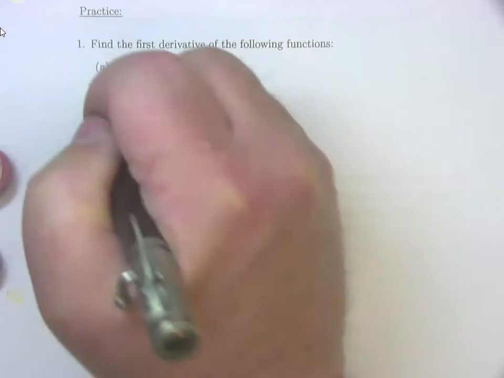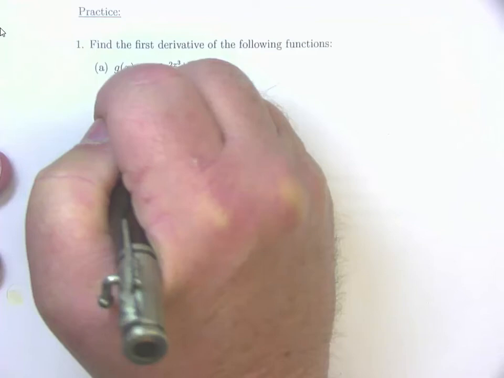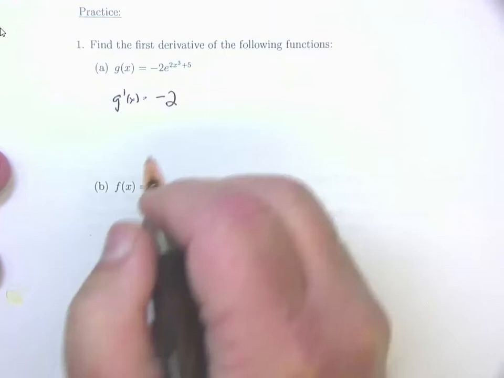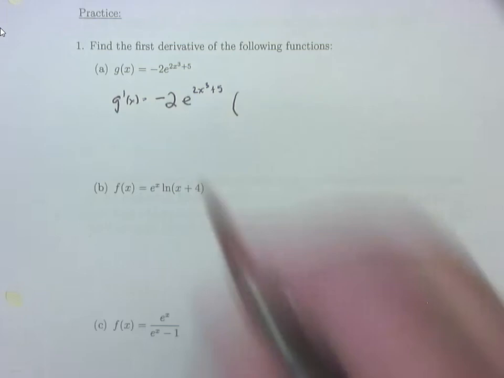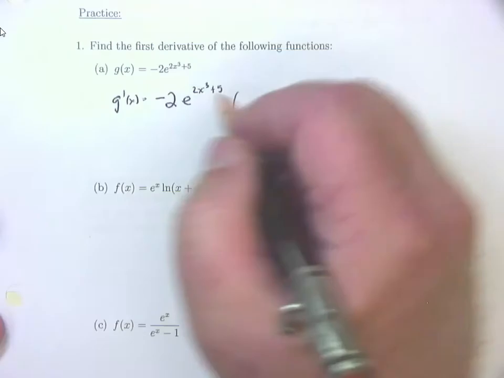So g prime of x is going to be equal to, when negative 2 is a constant, it holds over. This is e to a function. Derivative of e to a function is e to the function, e to the 2x cubed plus 5, times the derivative of the exponent. What's the derivative of that 2x cubed plus 5? 6x squared, and derivative of 5 is 0.